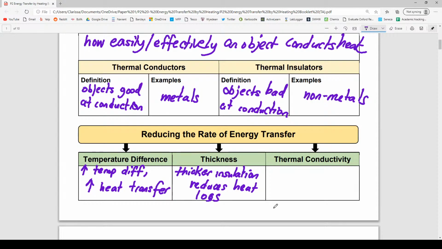Now, the final point is what we just talked about. Thermal conductivity is entirely based on the material. So it's a property of material. How fast is it at conduction?